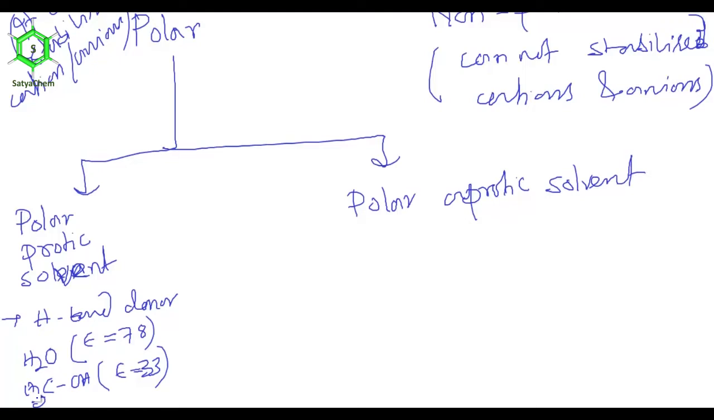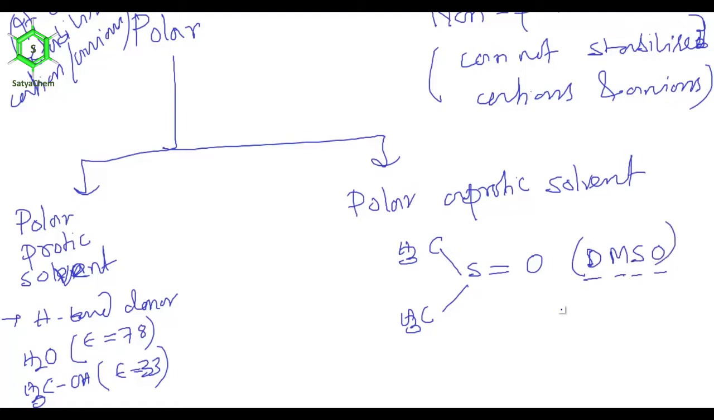But polar aprotic solvents are polar, but they cannot be involved in a hydrogen bonding network as they don't have a hydrogen donor atom. For example, a polar aprotic solvent is dimethyl sulfoxide, abbreviation DMSO. Dielectric constant is 49.